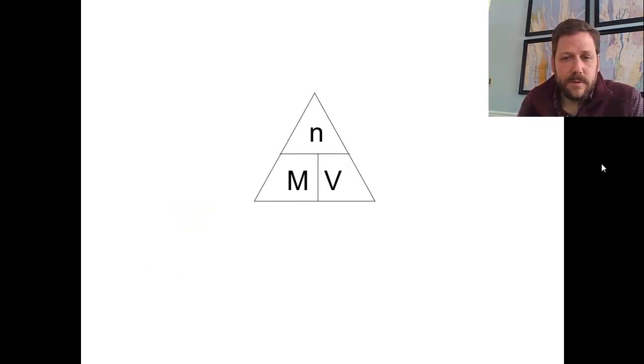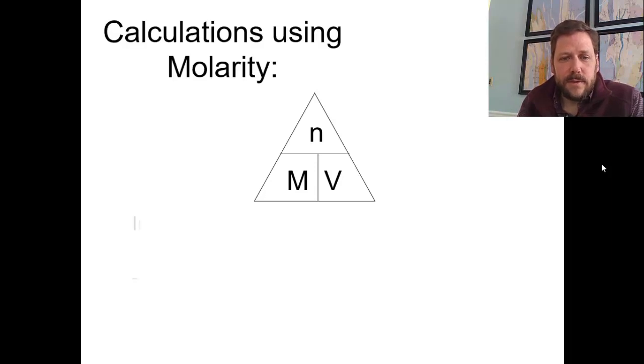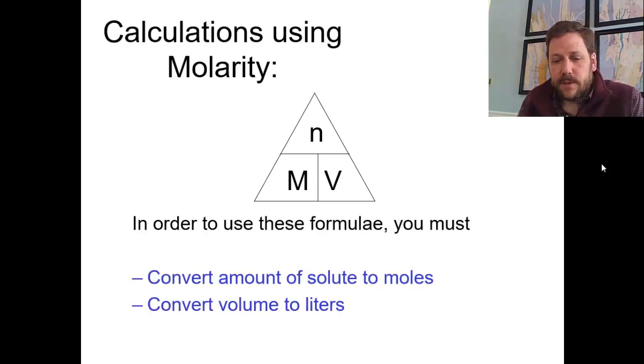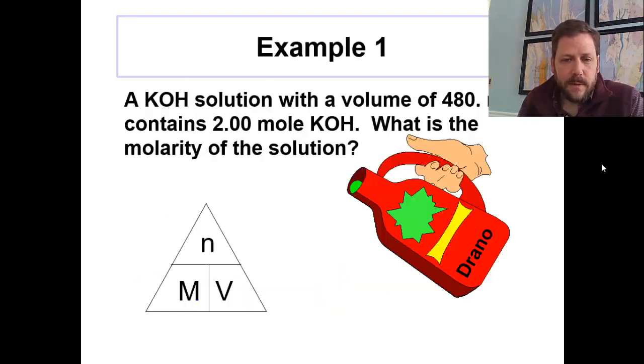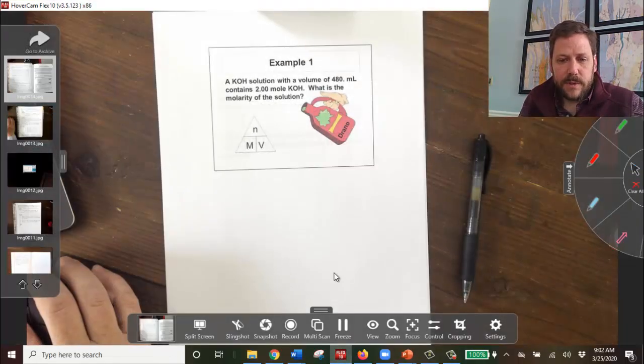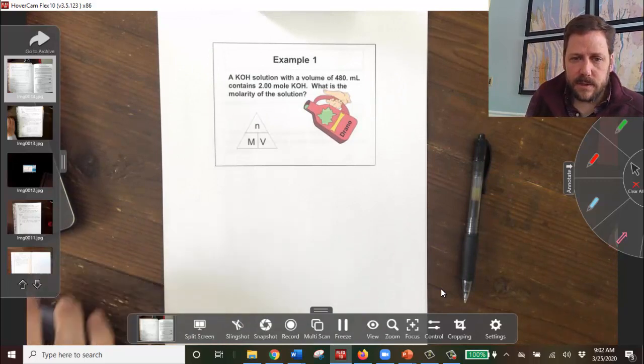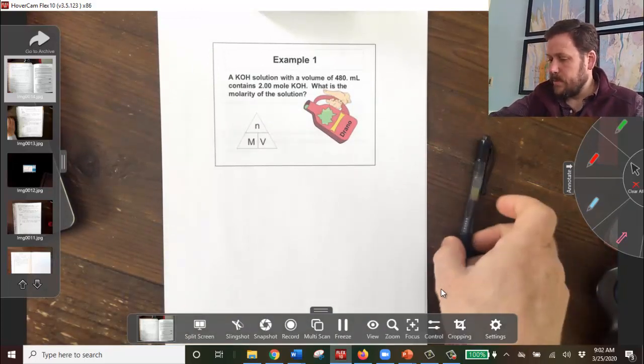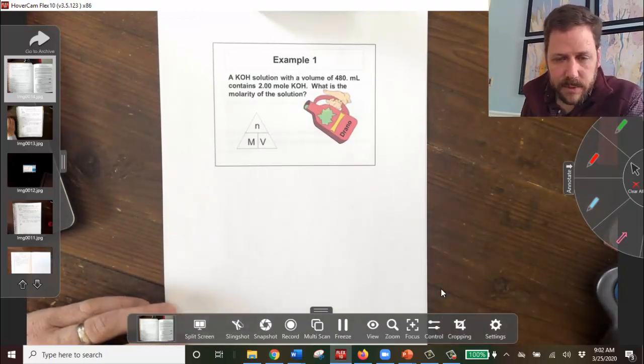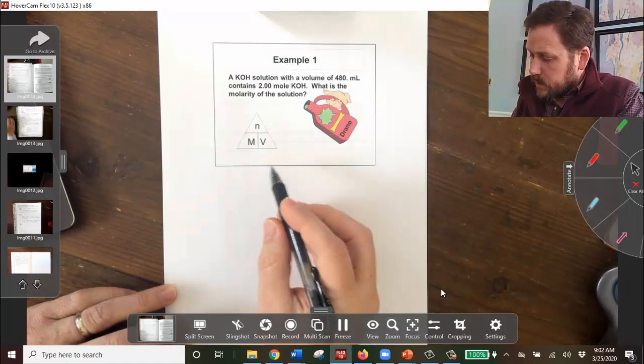So let's try out a calculation or two using this formula. When we're doing calculations using molarity, we need to make sure that the solute amount is in moles and the volume is in liters. I'm going to jump to the document camera where I've got this particular problem printed out so I can show you how I'd write the solution to this. It says a solution with a volume of 480 milliliters contains 2 moles of potassium hydroxide.